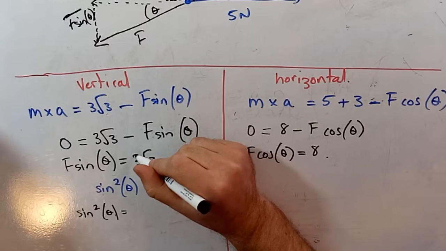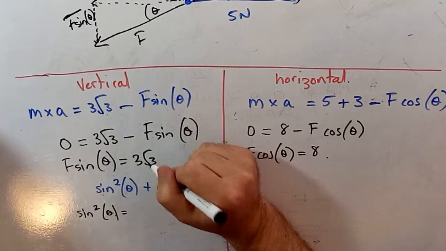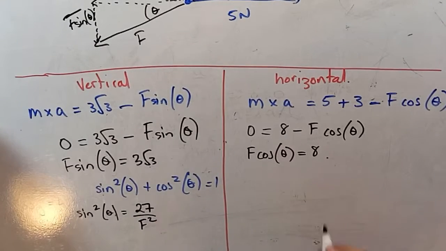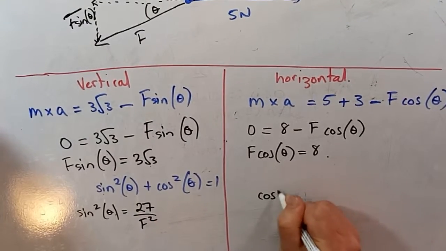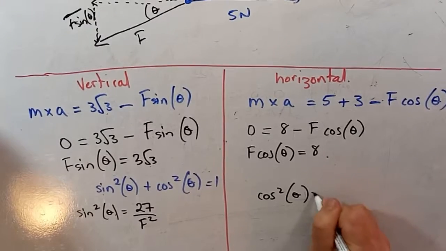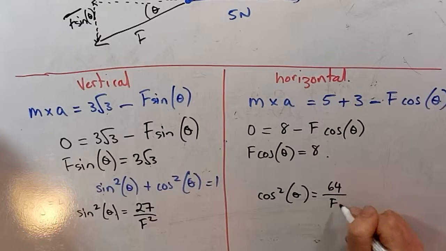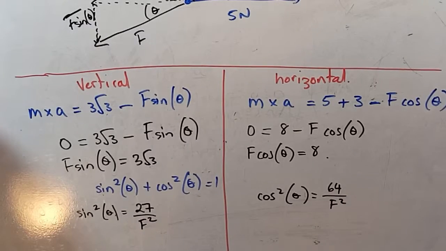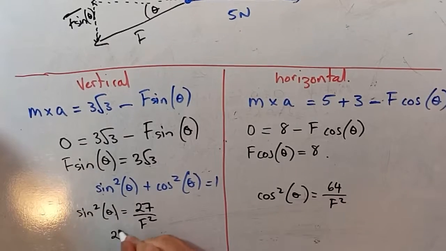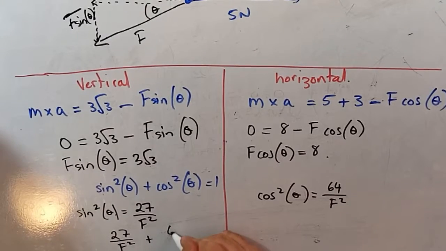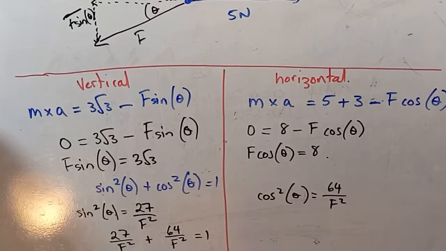3 times 3 is 9, times 3 is 27, so 27 on F squared. And cos squared theta is 8 squared, which is 64 on F squared. Okay, so put it into this identity. I know that 27 on F squared plus 64 on F squared has to be equal to 1.